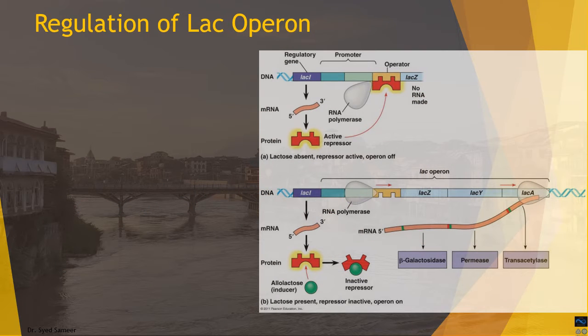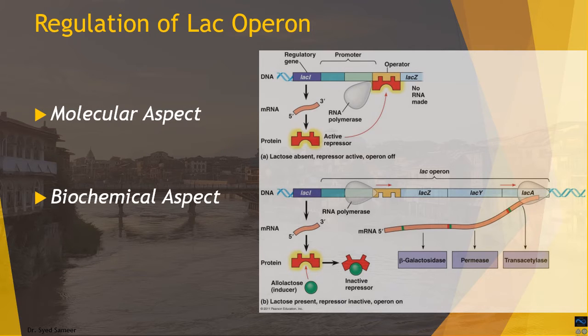The regulation of these structural genes and their expression depends upon the availability of the carbohydrate, whether glucose is present or not, or whether lactose is present or not. So this model, the Lac Operon model, is the utilization of lactose by E. coli cells. And we can discuss this in two different ways: there is a molecular aspect of it and there is a biochemical aspect of it.